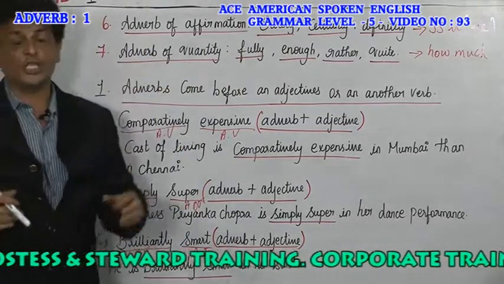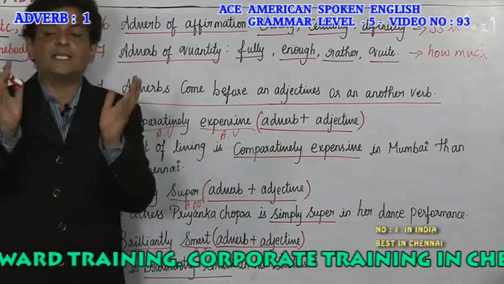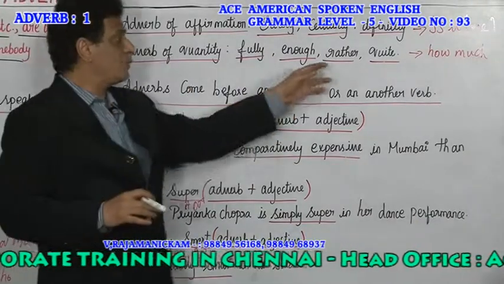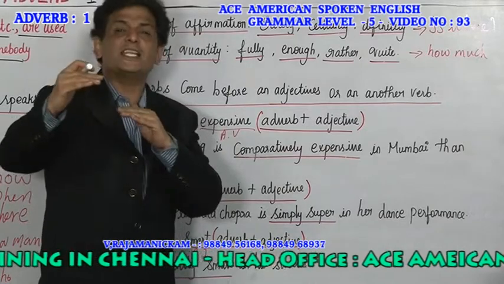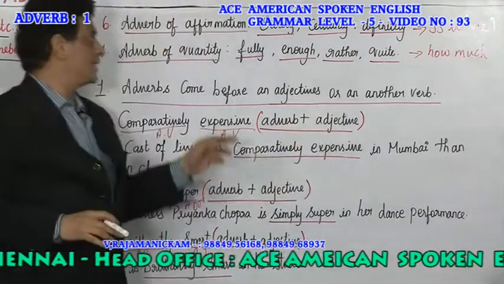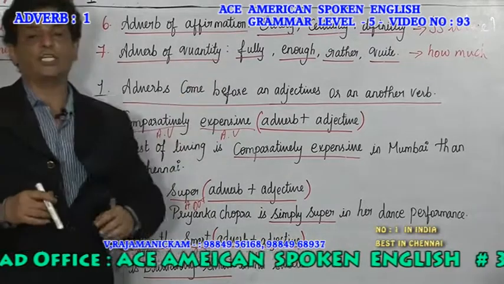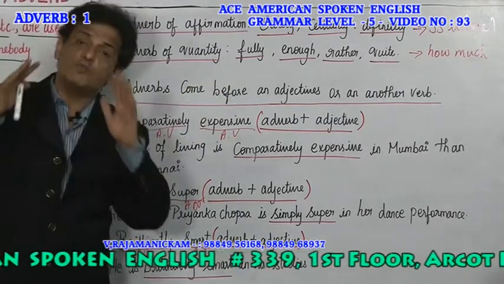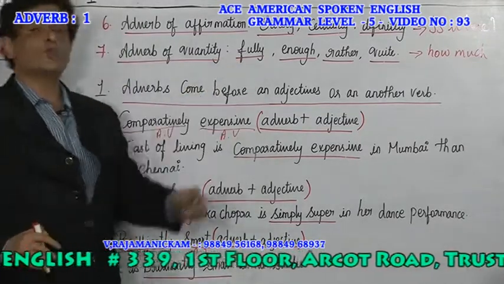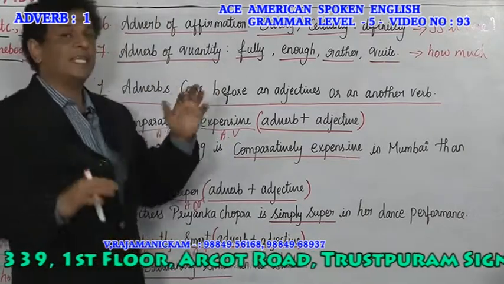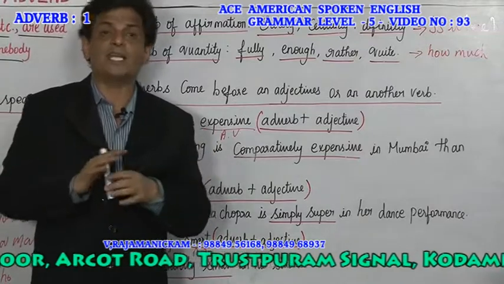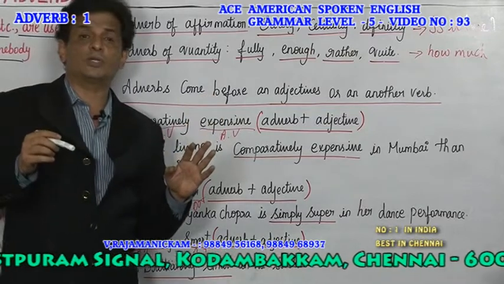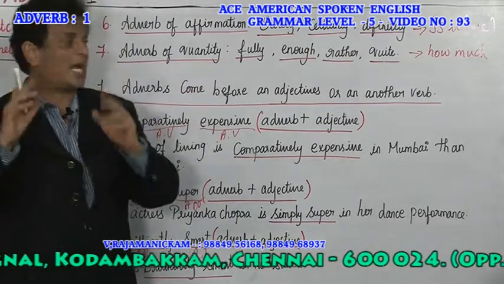அடுத்ததாக adverb of quantity, அளவு. Fully முழுவதுமாக, enough போதுமான அளவு, rather இருப்பதை விட கொஞ்சம் அதிகமான, quite முற்றிலுமான. அவன் சாப்பிட்டான், how much எவ்வளவு சாப்பிட்டான்? Fully முழுவதுமாக சாப்பிட்டான். அந்த முழுவதுமாக என்பது வினையுரிச்சொல் quantity. Enough, போதுமான அளவு என்பதும் adverb of quantity.